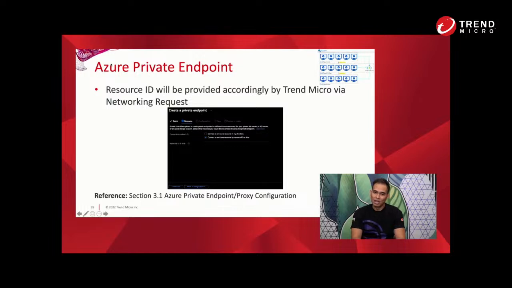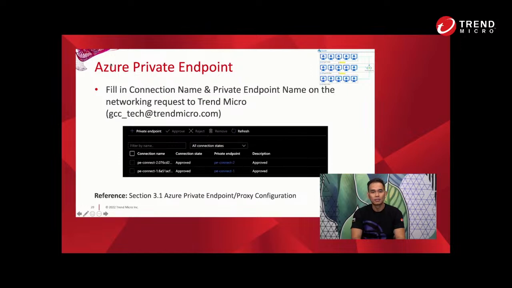A network request still needs to be done. Once you accept the private offer and create the Cloud One ID, your account manager will send you a network request form, in which you will find the service name for your network request. These are the details you need to fill in for the connection name and the private endpoint name. Once you fill up the network request form using this info, please send it to Trend Micro at gcc_tech@trendmicro.com.